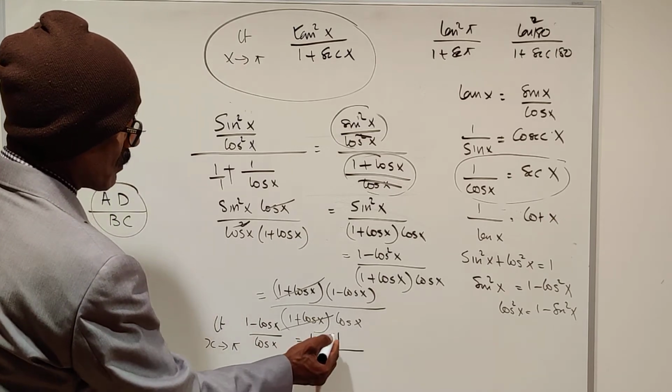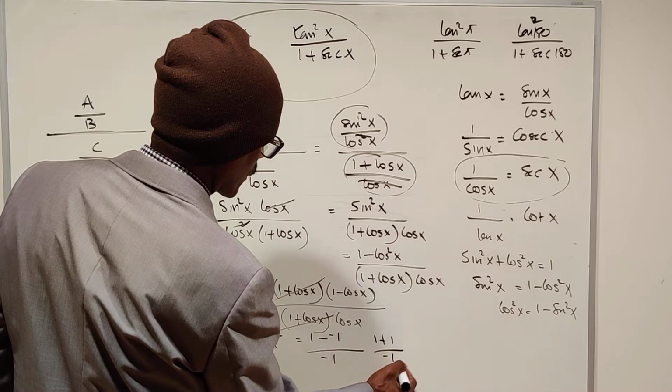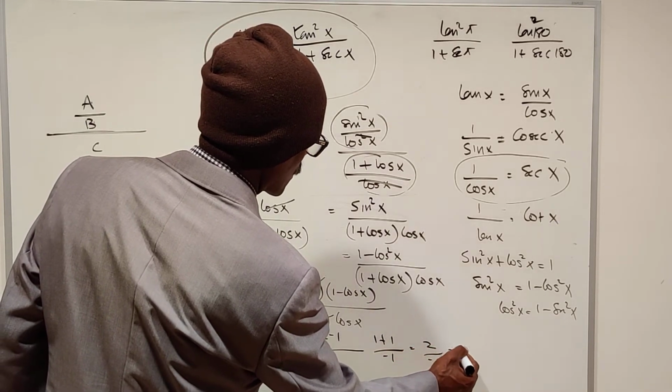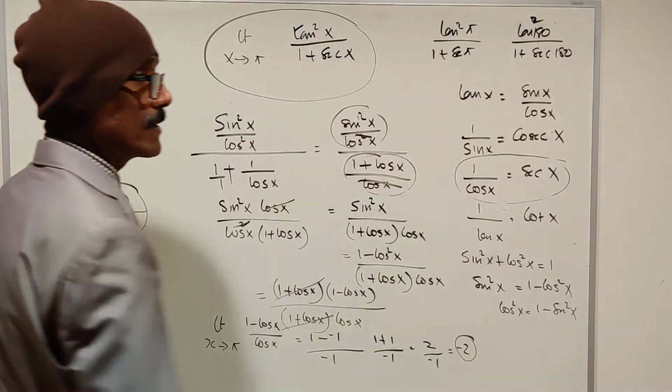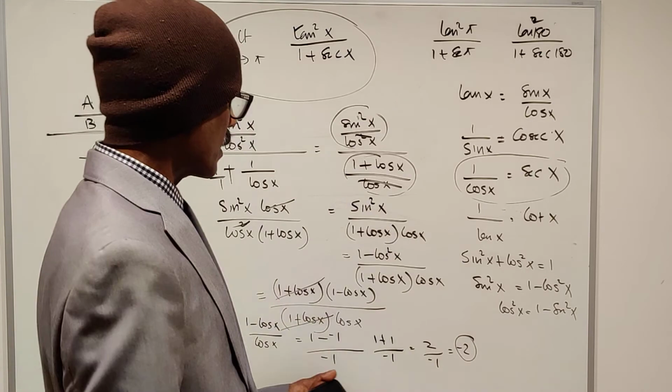See, 1 minus minus 1 is plus 1. 1 plus 1 divided by minus 1. 1 plus 1 is 2. 2 divided by minus 1 is minus 2. So before also we got the answer minus 2. Okay, both are the same.